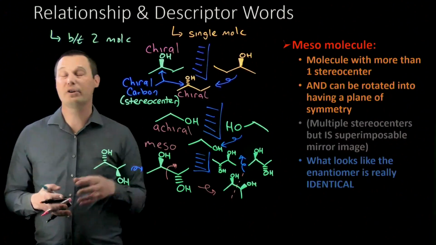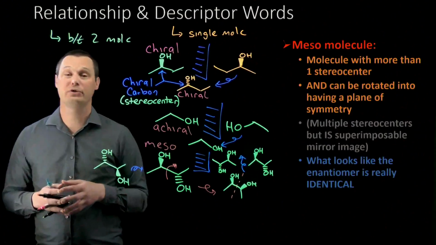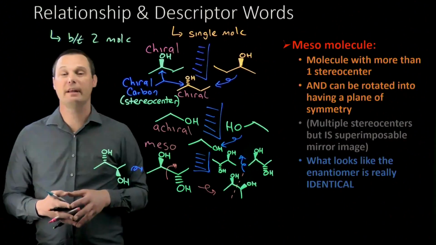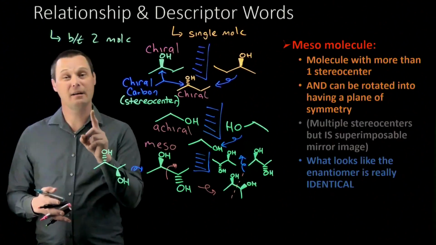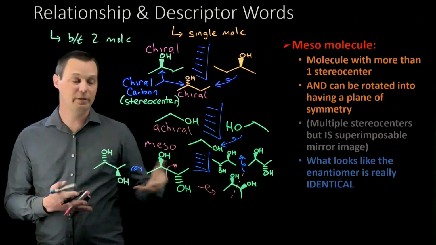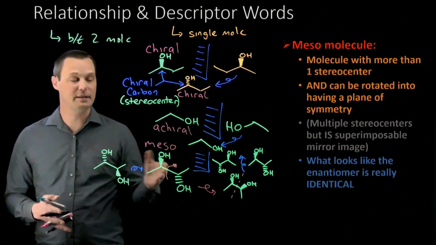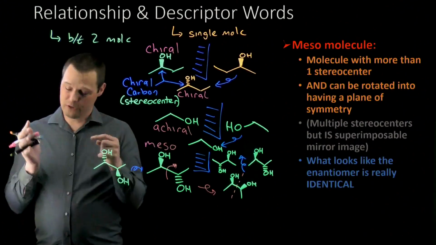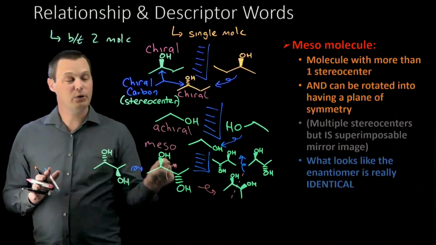Meso molecules don't occur very often, which almost makes it more frustrating. They're tucked away over in a corner of organic chemistry, and when they pop back out, if you're not careful, if you're not looking for it, you may miss it and call these molecules enantiomers, when really they are identical molecules drawn twice.